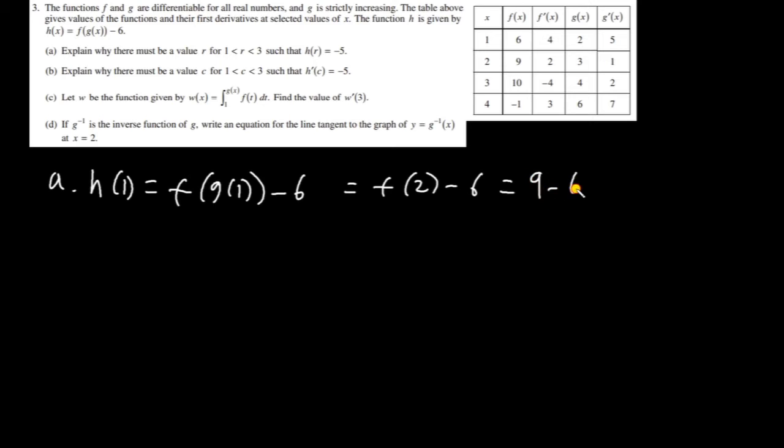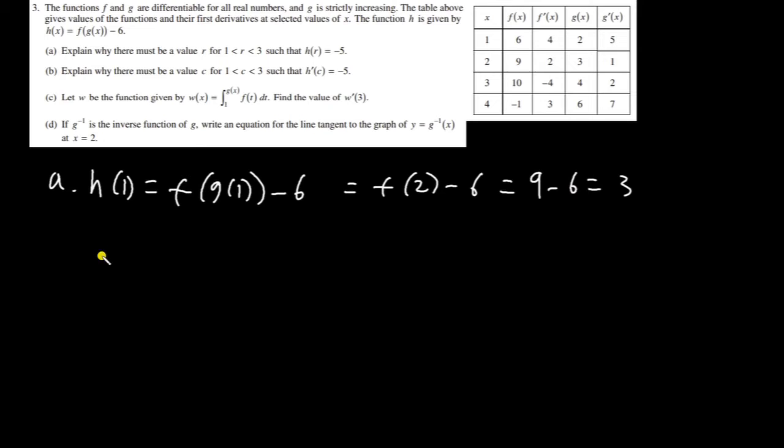Okay, so let's find h of 1. H of 1, we'll plug in 1 here, so we'll get f of g of 1 minus 6. Okay, well, what's g of 1? If we go to our table, g of 1 equals 2. So this is f of 2 minus 6. What's f of 2? Well, f of 2 is 9. This equals 9 minus 6, which is 3.